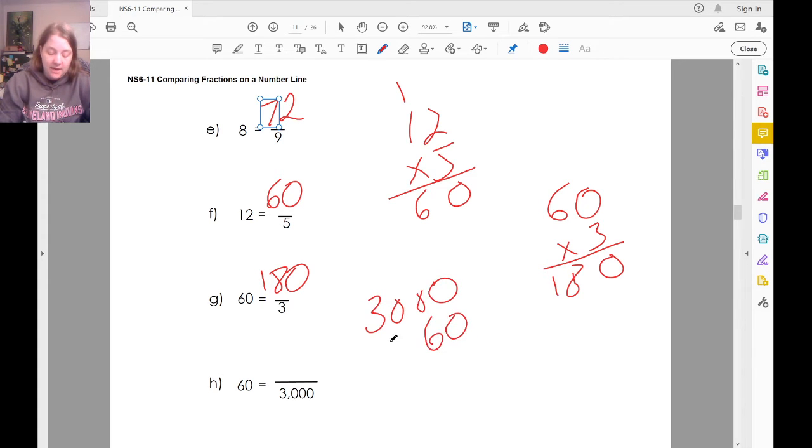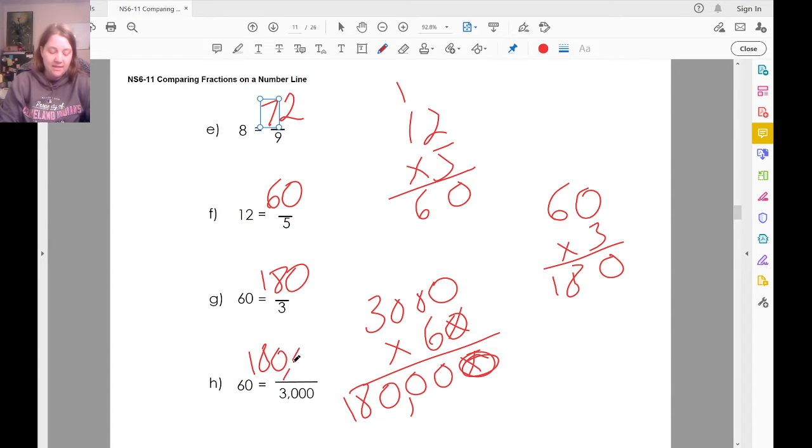3,000 times 60. Well, I don't multiply by 0, that's not going to get me anywhere, so I'm just going to put 0 there as a placeholder. 6 times 0 is 0. 6 times 0 is 0. 6 times 0, that's 0. 6 times 3 is 18. So I end up with 180,000 slices of pizza. Whoa.